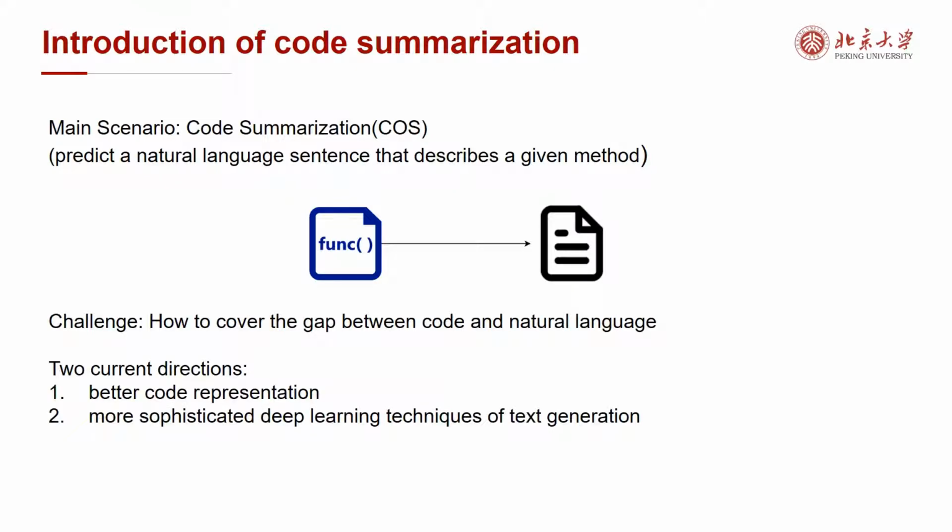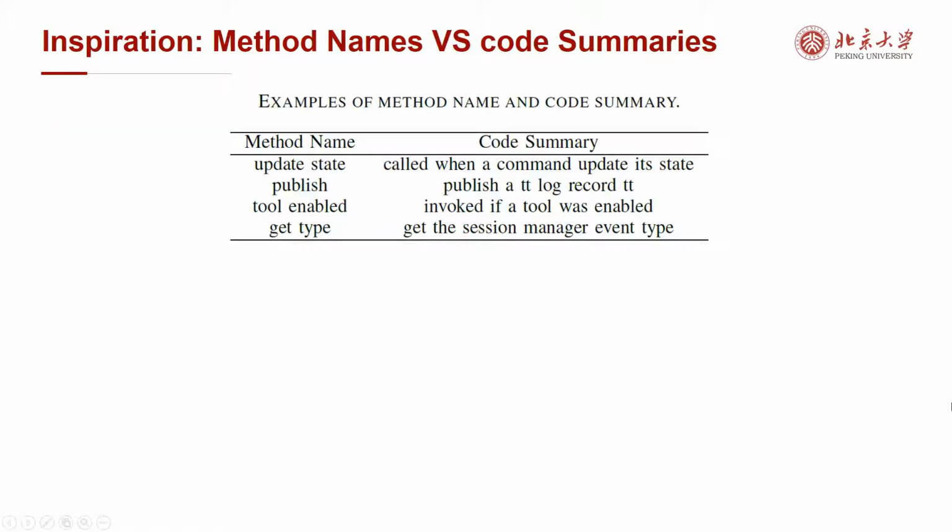According to previous research, we can divide these studies into two directions. The first is to design better feature representations to capture more accurate semantics of code. The second is to bring more sophisticated deep learning technologies of text generation. So as a result, we also want to have a better representation of the code.